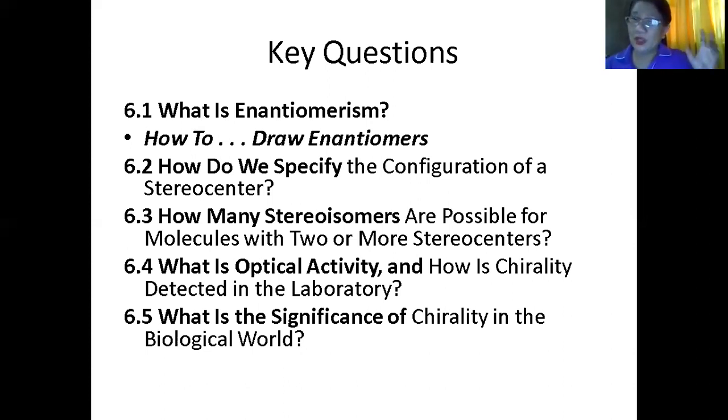So, how are we going to draw enantiomers? What are stereocenters? This is what we are going to discuss further in this topic. Then, how many stereoisomers are possible in a molecule? Then, what is optical activity? How will it turn? The turning of the molecule to the right or to the left. And how is its chirality detected in the laboratory? And of course, what is the significance of this chirality in the biological world?